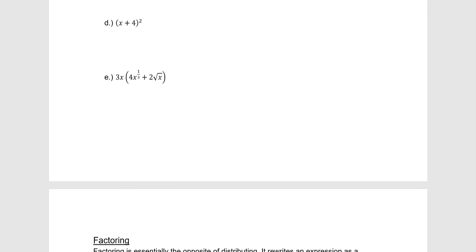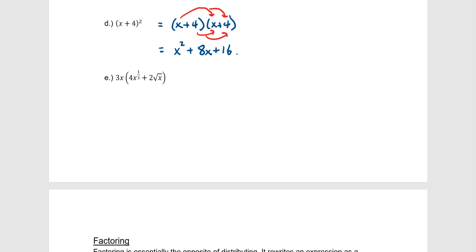Okay, next one, we have x plus 4 squared. For this one, you have to know that x plus 4 squared is x plus 4 times x plus 4. I recommend knowing the shortcut for this, but I'll mention that in a second. This is just foiling, so I'm going to skip right to the answer here. You're just going to distribute just like we've been doing. And after combining like terms, you should get x squared plus 8x plus 16.